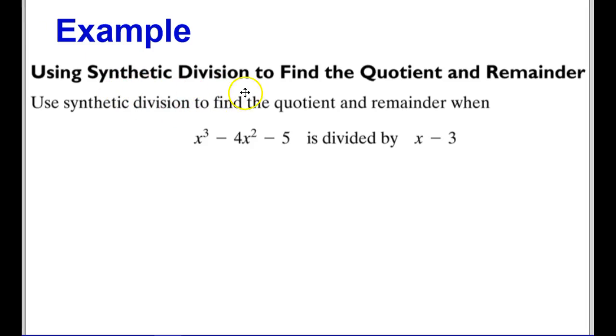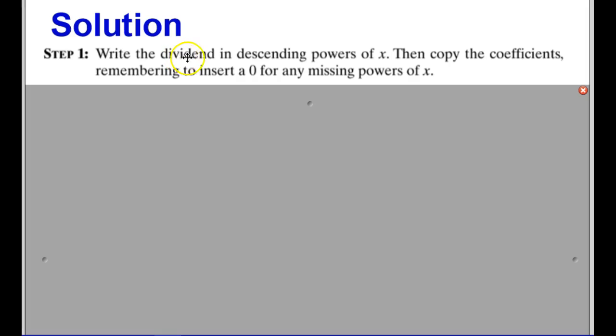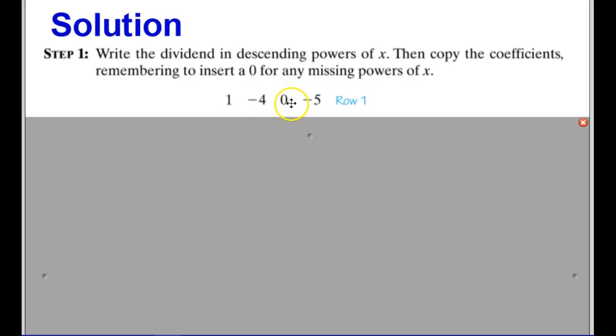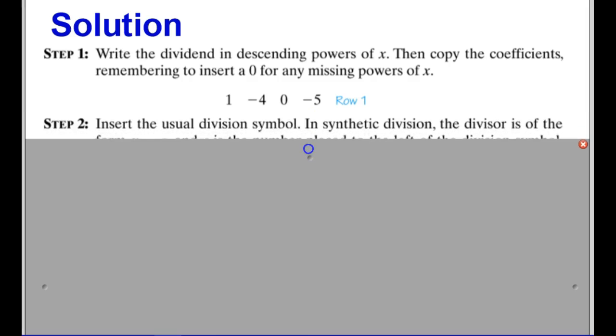So we're going to use synthetic division to find the quotient and remainder when I divide x cubed minus 4x squared minus 5 by x minus 3. So let's walk through these steps. The first step is I have to write the dividend, the thing I'm dividing, in descending powers of x. The big thing here is I have to add a 0 in for anything that's missing. So I end up with 1, -4, 0, because I didn't have any x terms, and then -5. I only care about the coefficients here, not the x's. That's going to be my main row.